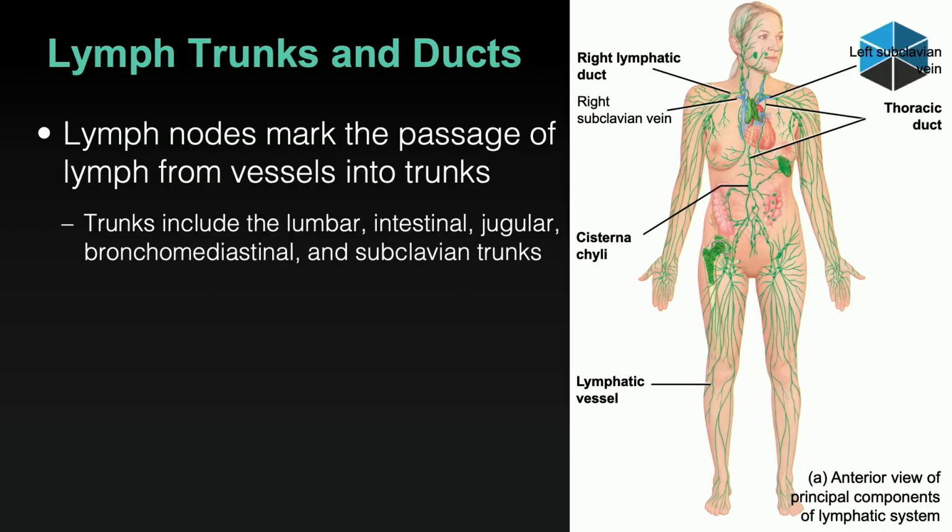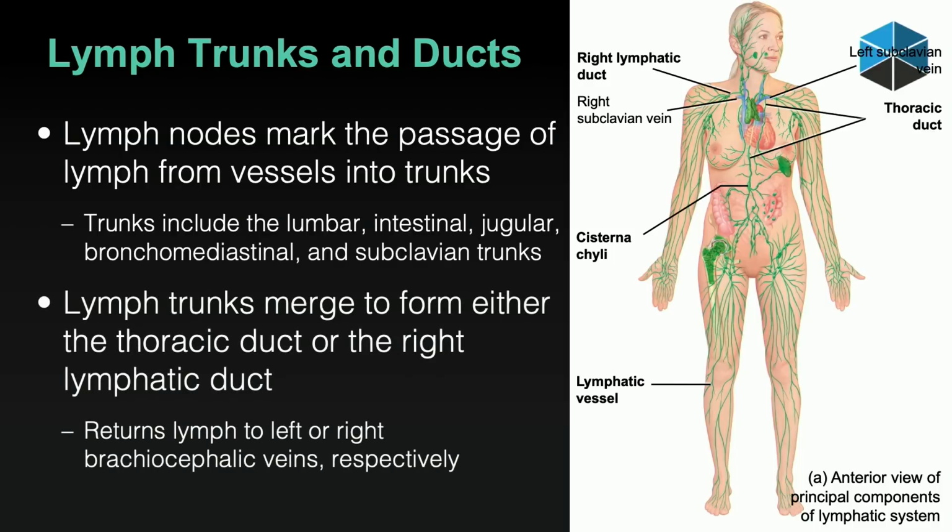The cisterna chyli that we mentioned briefly earlier, again shown here, is the point where all of the trunks in the lower portion of the body merge to form one main trunk. The trunks in the lower portion of the body that merge are the lumbar and intestinal trunks. There are two lumbar, one right and one left, and the intestinal trunk. They merge at the cisterna chyli to form the thoracic duct.